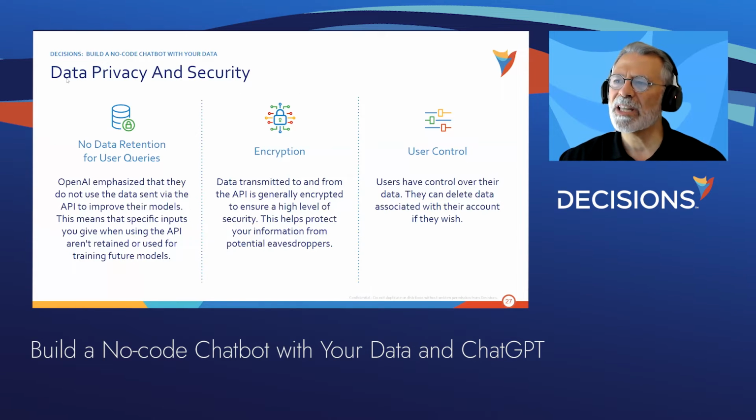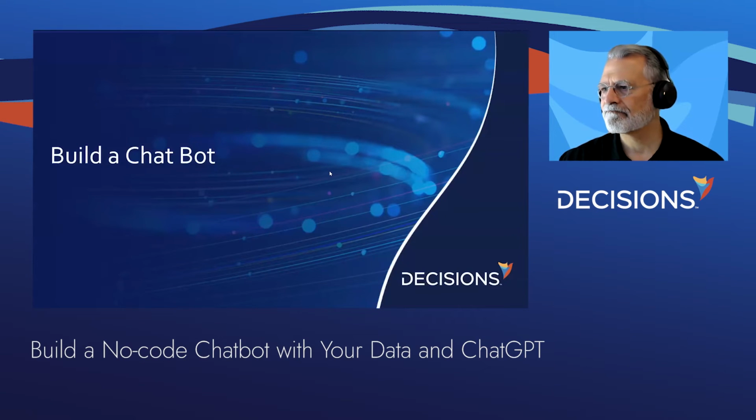Okay, one more slide on data privacy and security. As I mentioned earlier, OpenAI, Google, and Microsoft all have enterprise versions now. Just for some background, OpenAI mentions that they don't retain or use data that has been sent via the API to improve the models. It's encrypted to and fro, and users have control over their data. So again, check on your own, but I'm just sharing a bit about what these companies have.